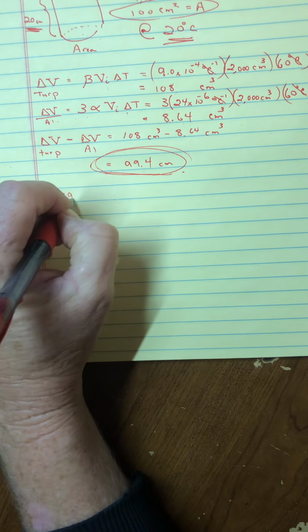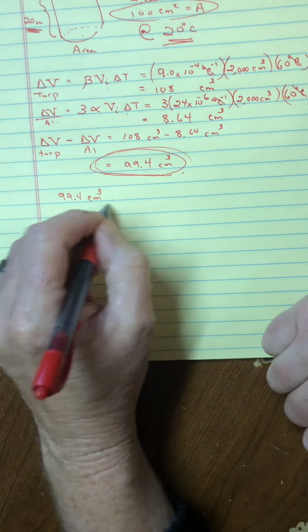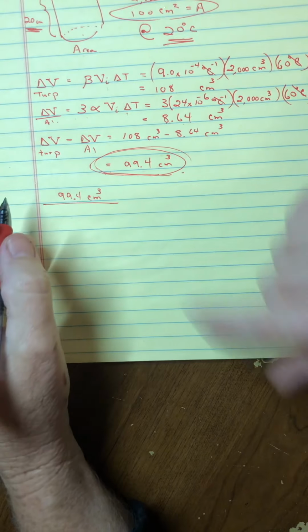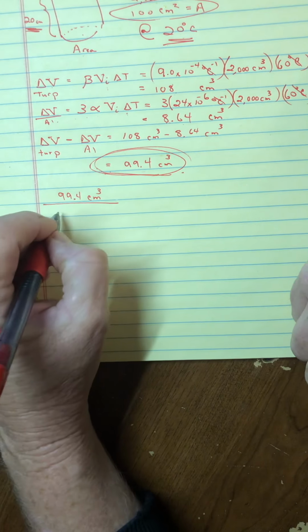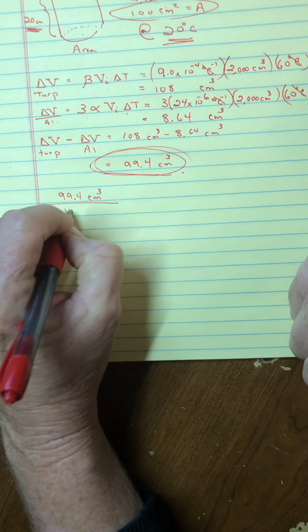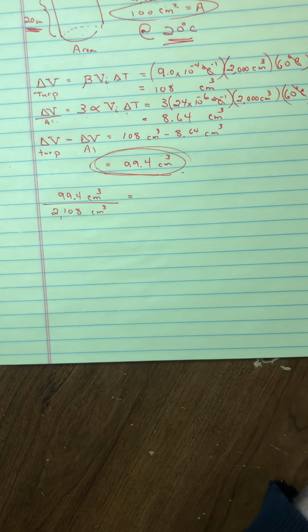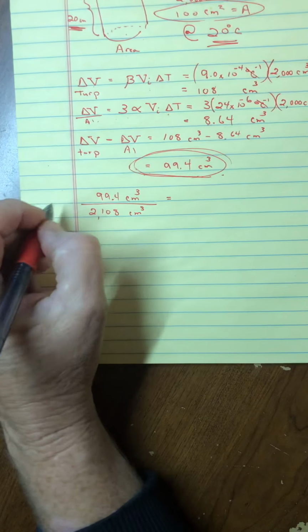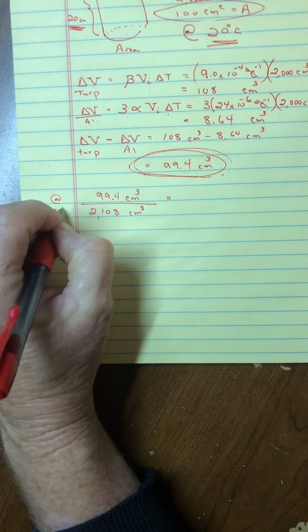So 99.4 cubic centimeters has flown over, is over the edge and sitting on the table or the ground out of the total amount of turpentine that we have, which would be 2,108 cubic centimeters. Okay. Now, these are the volumes at warmed up 60, so it's 80 degrees Celsius.